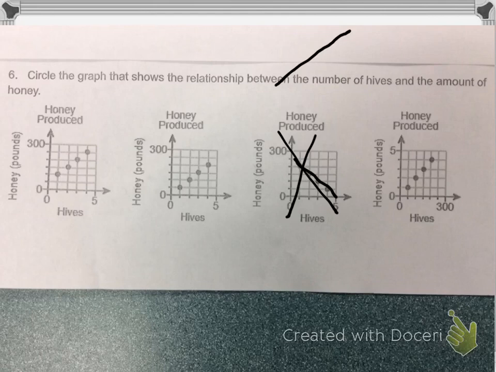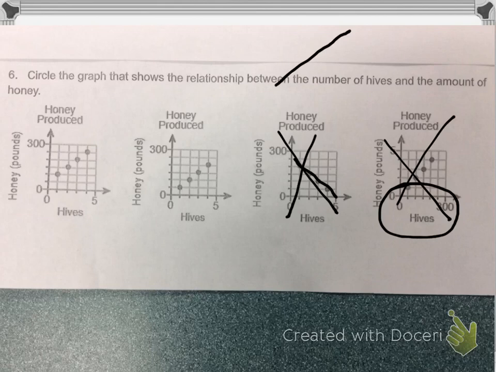We know that there was on the table 1, 2, 3, and 4 hives. So graph number 4 cannot be the correct answer because it has 0 to 300 on graph number 4. So that narrows it down to either being graph number 1 or graph number 2.